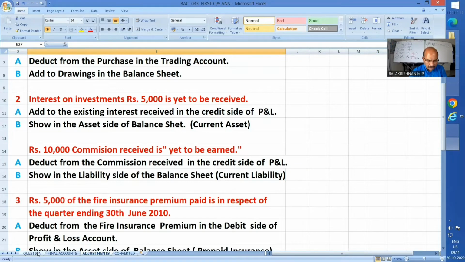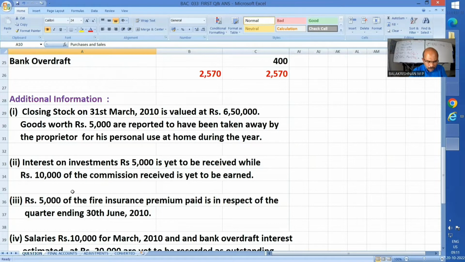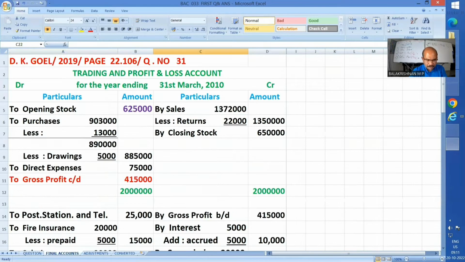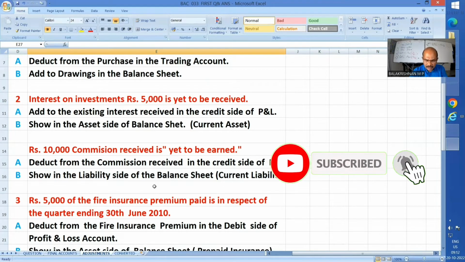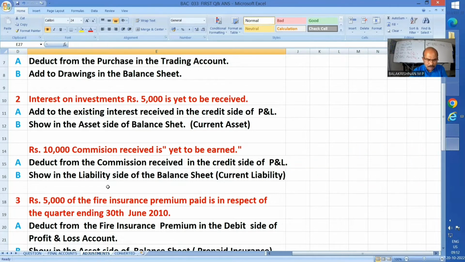Yet another, while rupees 10,000 of the commission received is yet to be earned. Please carefully read it. Yet to be earned. Fine. Deduct from the commission received in the credit side of P&L account because you have not yet earned it. That means you have not executed the work you are supposed to do for earning that commission. You are pocketing the money. So the income is not yet earned. Hence, it's a liability and you cannot treat it as an income to that extent. Show in the liability side of the balance sheet, current liability. Deduct from the commission received in the credit side of profit and loss.